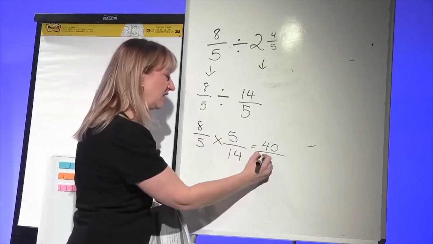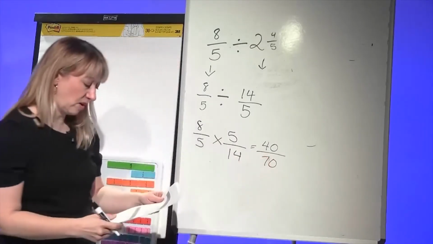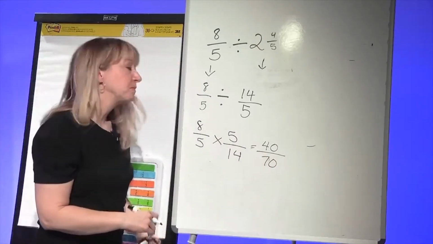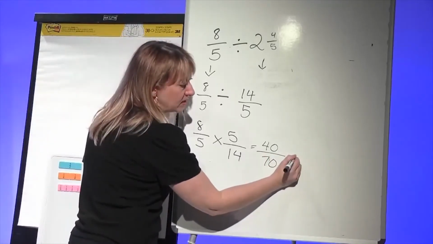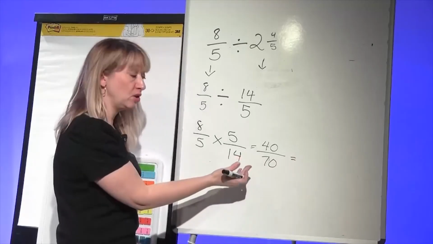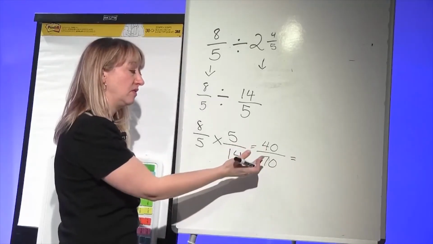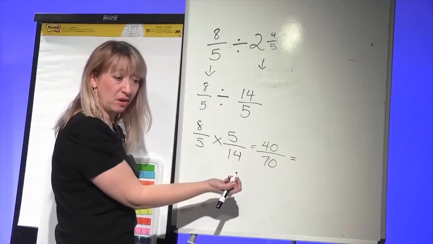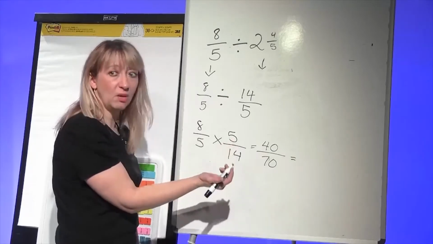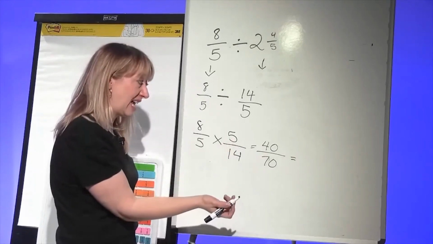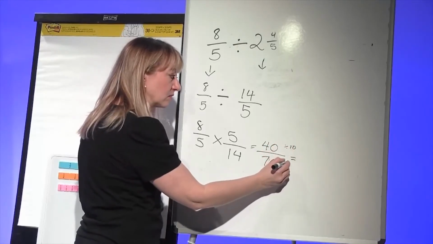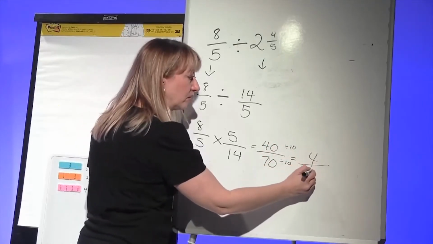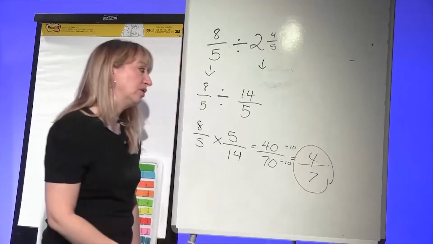5 times 14, which is 70. So I have 40/70. I want to reduce it. You want to find the biggest number possible to reduce by. I could start by reducing by 2 because they're both even numbers, but there's a better number to divide by that will help me get through it faster, and that is 10. So if I divide both by 10, I simply get 4/7, and that's my final answer, 4/7.